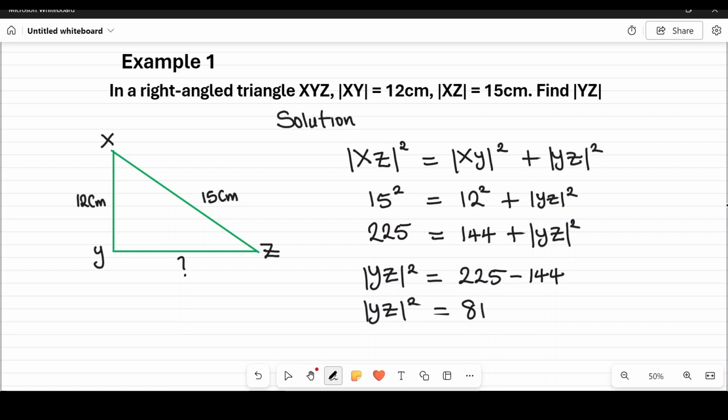And if we take the square root of both sides, YZ will be equal to root of 81. And this is equal to 9 cm.